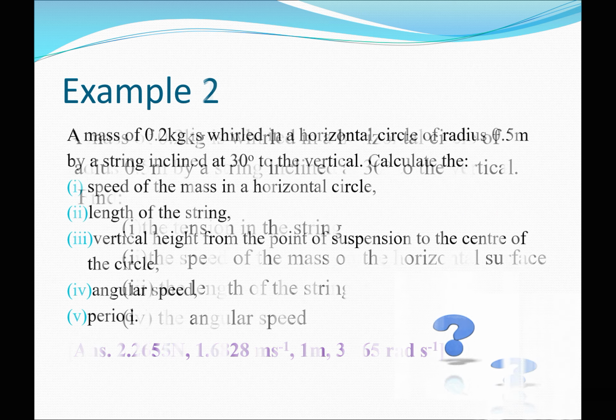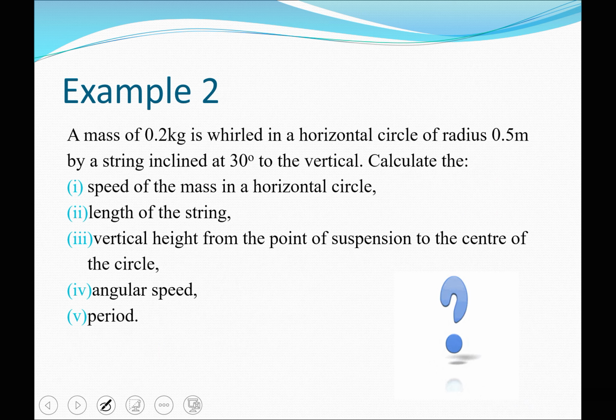Okay, let's see example number 2. A mass of 0.2 kilograms is whirled on a horizontal circle of radius 0.5 meters by a string inclined at 30 degrees to the vertical. Calculate the speed of the mass in the horizontal circle. I think this is almost the same thing. So we want to find the speed of the mass. They have given us the mass, the radius, and the angle of inclination.